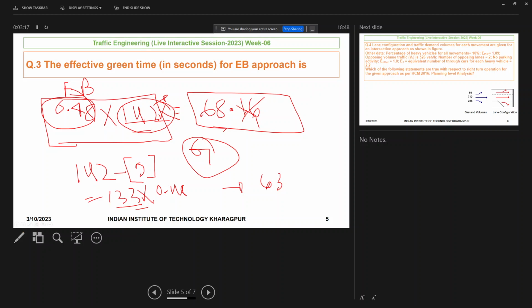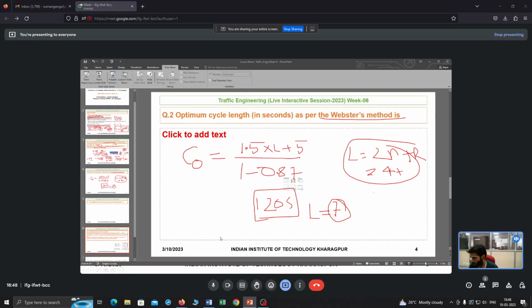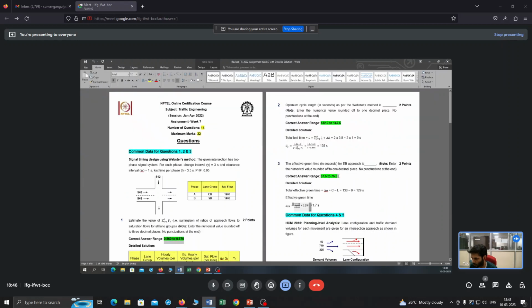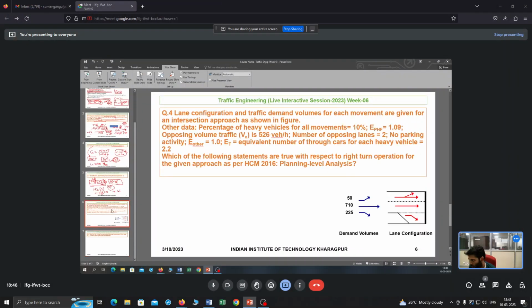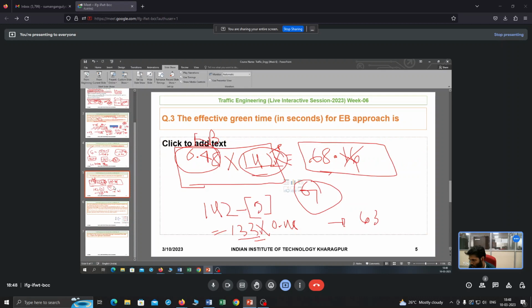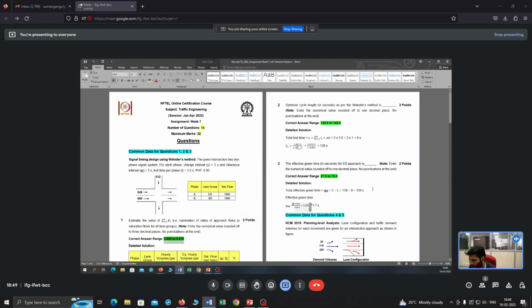Can we check? Yes, we can check. Let us again check with the actual answer. Okay, so it is coming at 67 point. Our cycle length we have calculated as 142, so it is a range for this 142. If it is 142, then our correct answer range is 67 to 75. So what do we get? Okay, we did not get it. Why? 142 minus 9.